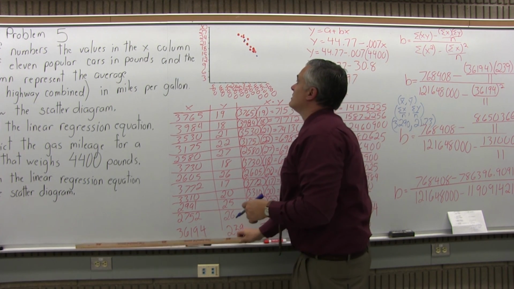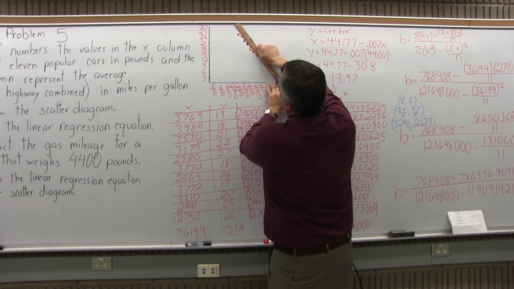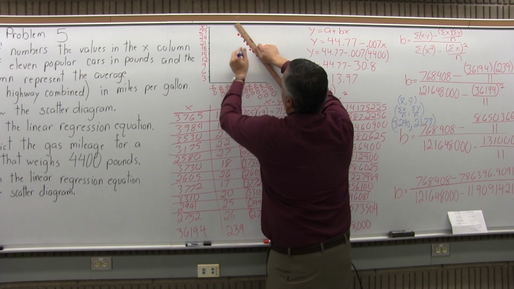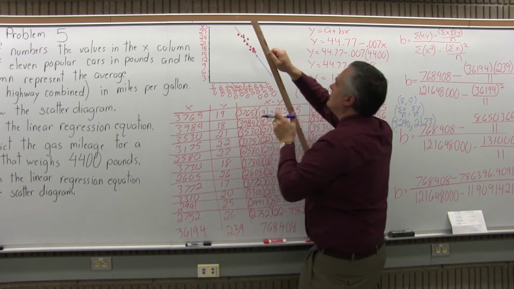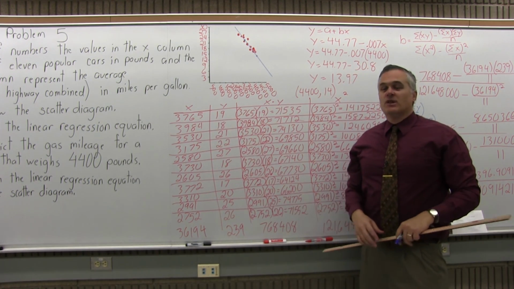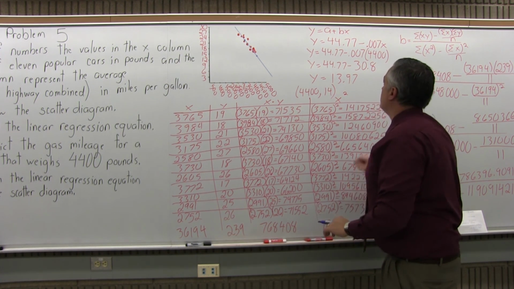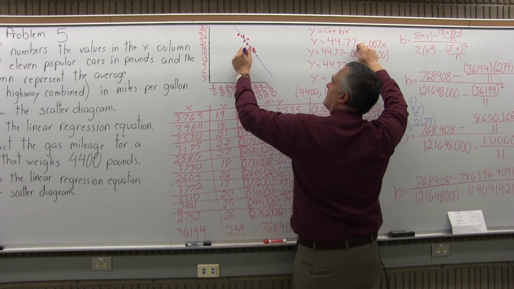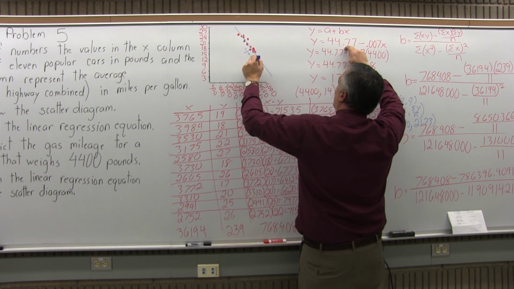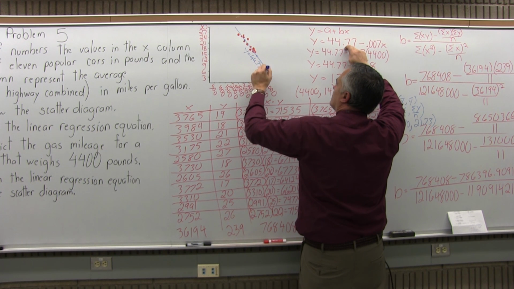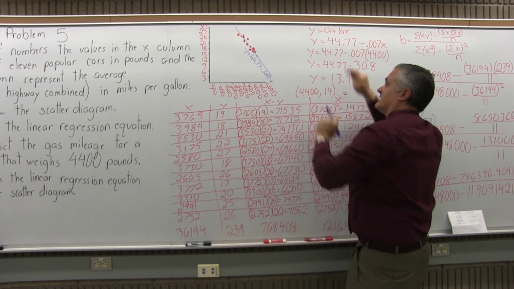And now we'll connect those with a straight line. I have my 2 points. And again, if the graph was a curve, I'd need a lot more than 2 points. But because it's a straight line, 2 is enough. So there's the graph of the linear regression equation that we found. So that blue line is the graph of y equals 44.77 minus 0.007x. That's the line that we graphed on the scatter diagram.